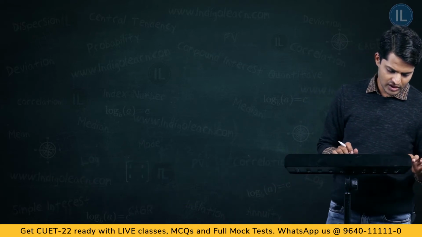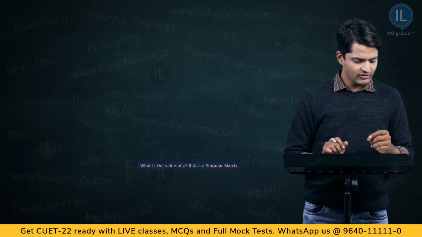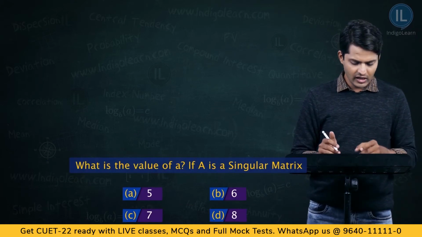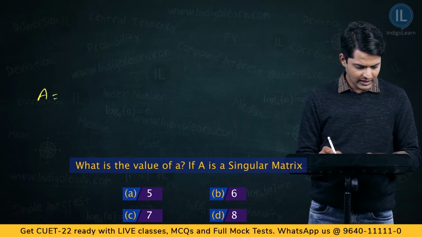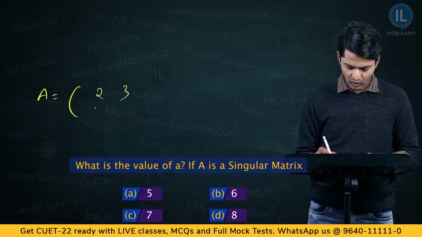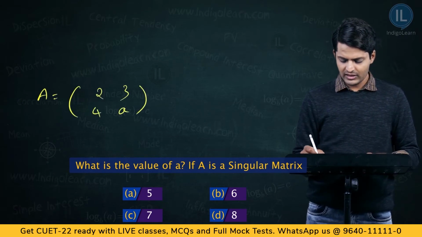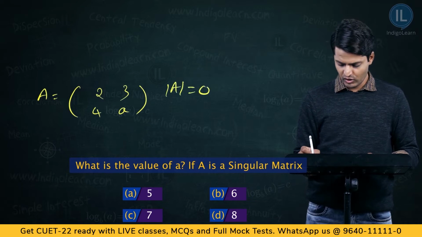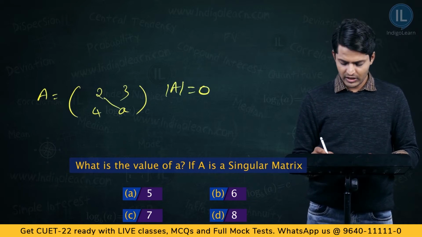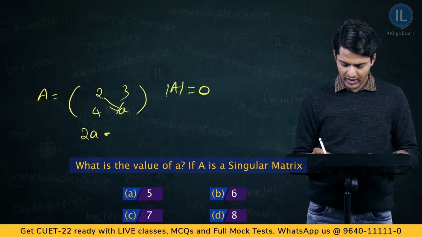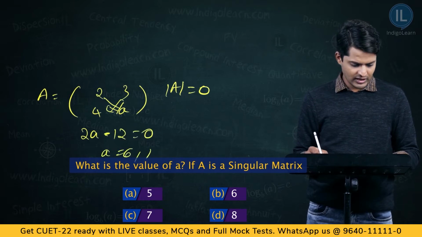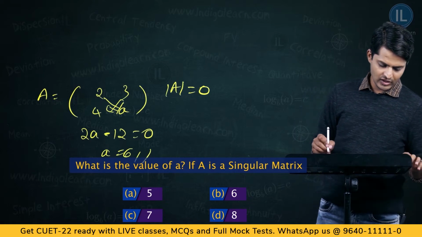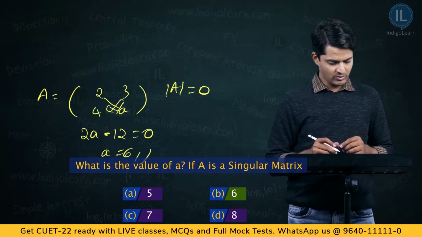Now, coming to the question ninth one, what is the value of A if A is a singular matrix? The matrix A is given as 2, 3, 4, A. You know any matrix is a singular matrix if mod A is equal to 0. Mod A is nothing but the determinant. So, determinant is 2 into A minus 3 into 4, 12. So, 2A is equal to 0... so, A is equal to 6. So, the value of A equal to 6 is given in option B. So, ninth answer is option B guys, okay.